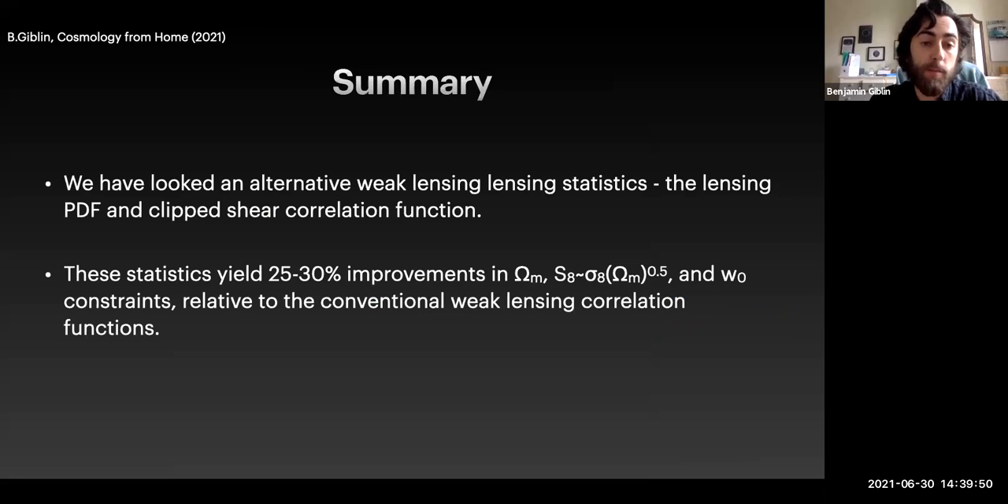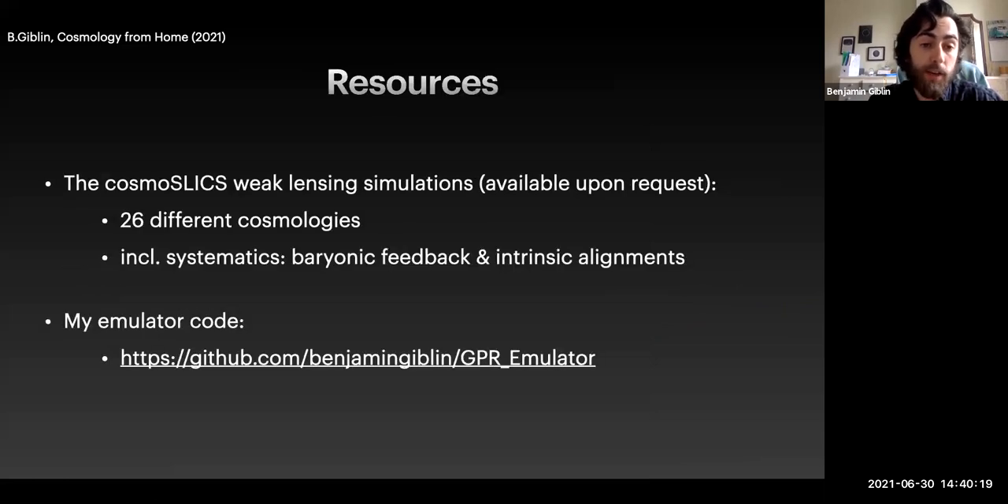Okay, so to summarize, we've looked at 2 different alternative weak lensing statistics, the lensing PDF and the clipped shear correlation function. And we have found that these 2 statistics both can offer improvements on cosmological parameters at the level of 25 to 30% compared with the conventional analysis. Finally, I'll just say that the CosmoSlick simulations that we used in this analysis, they're available upon request.